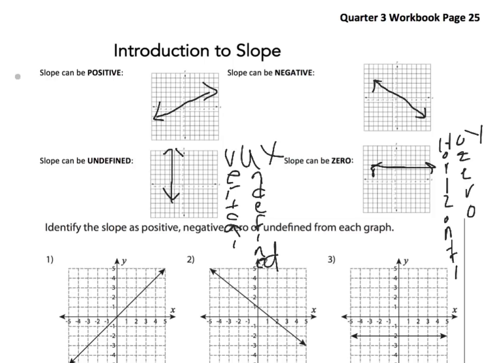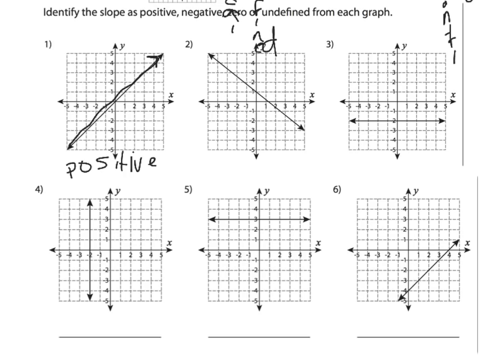In the next 9 examples, we will identify the slope as positive, negative, 0, or undefined from each graph. Let's do the first 6 together. Number 1, if we trace the line from left to right, the line is going up. So this means the slope is positive. In the second example, if you trace the line from left to right, it's going down. In this case, the slope is negative.